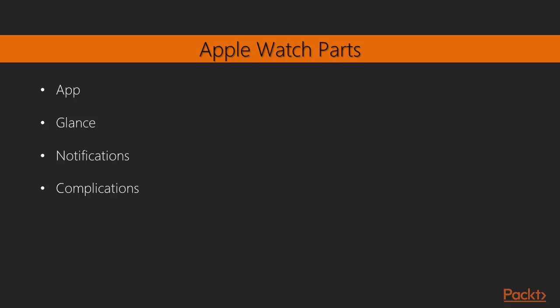The WatchKit has different parts for our extension. Besides the app, we have Glance, which is one scene for retrieving some fast information. Notifications. Like the notifications on the iPhone, Apple Watch is also able to show notifications. Complications. Sounds complicated, but it's not. Complications are like custom information or layout displayed around the clock.